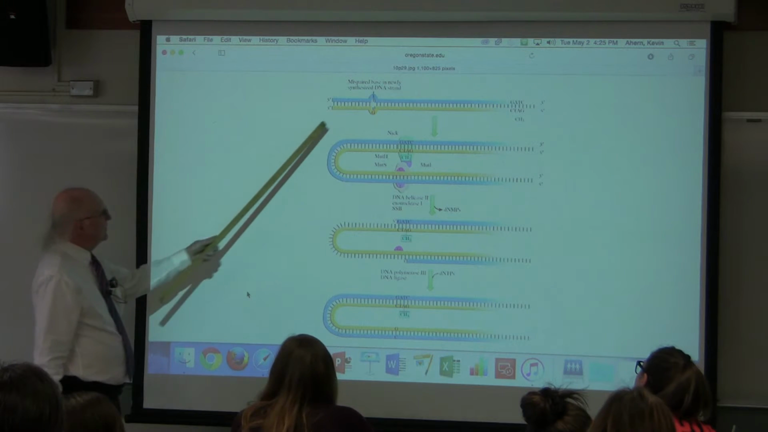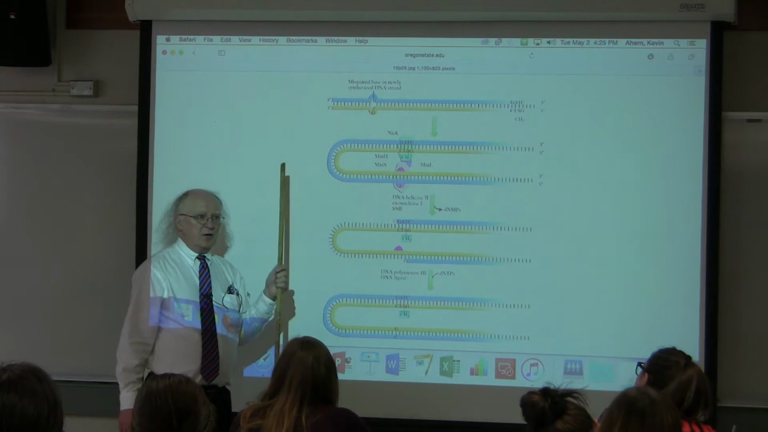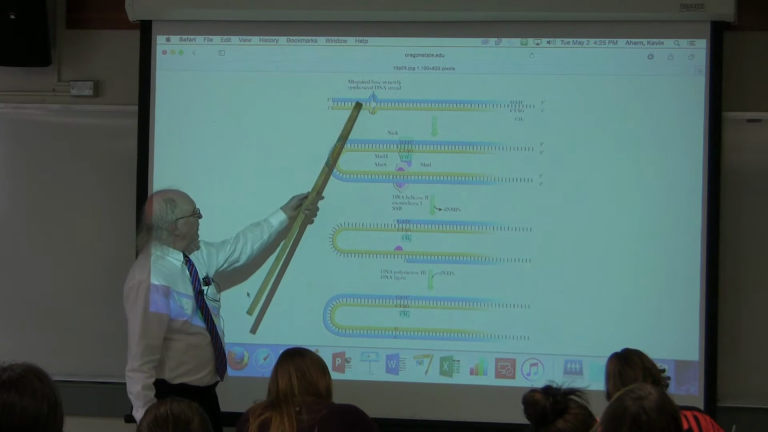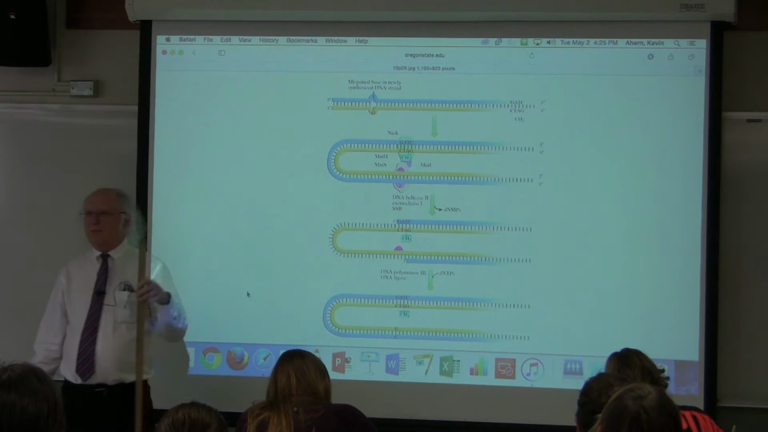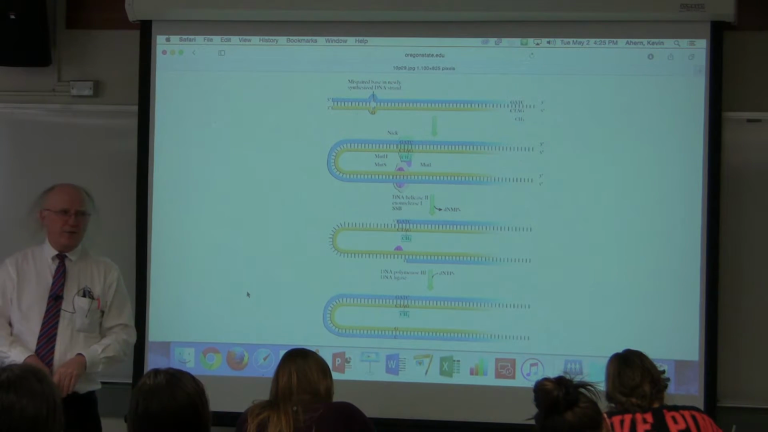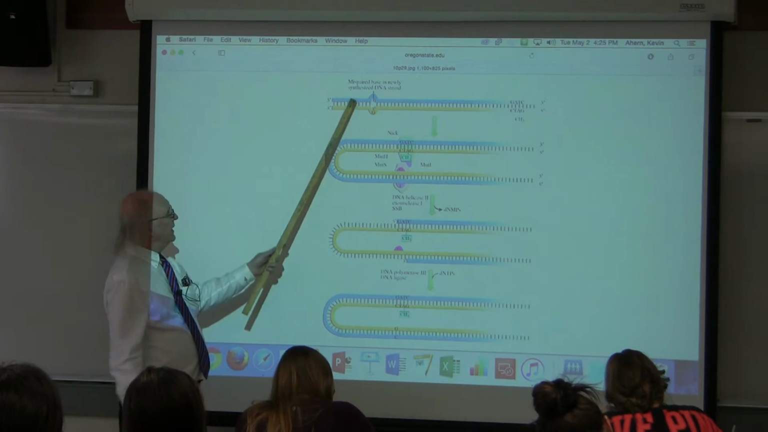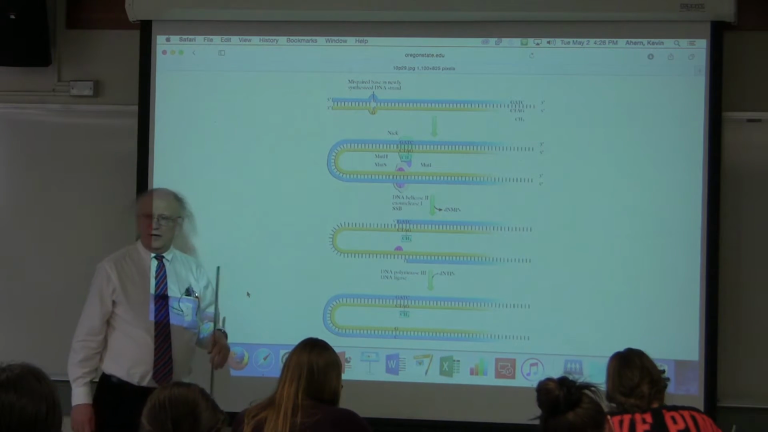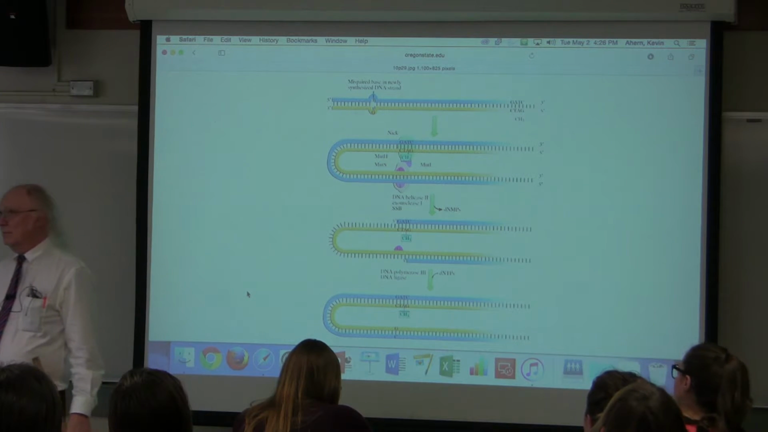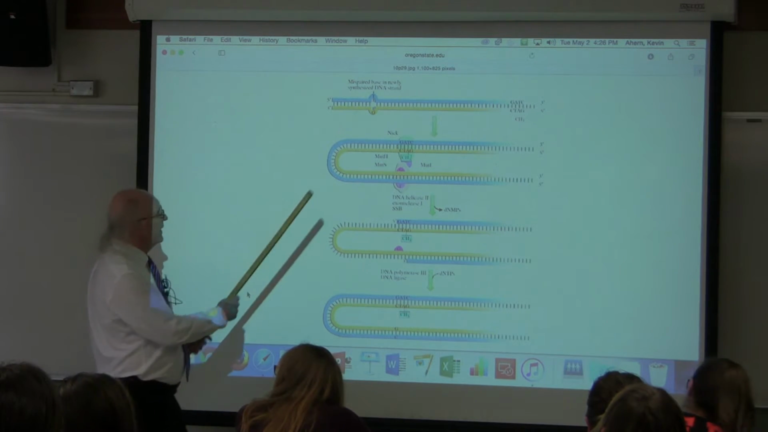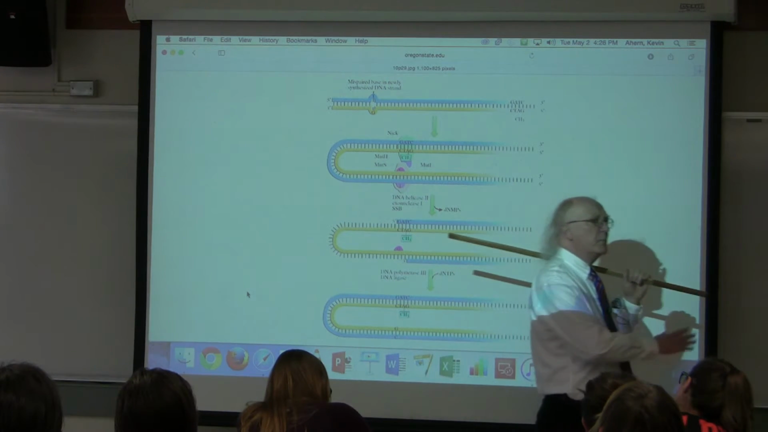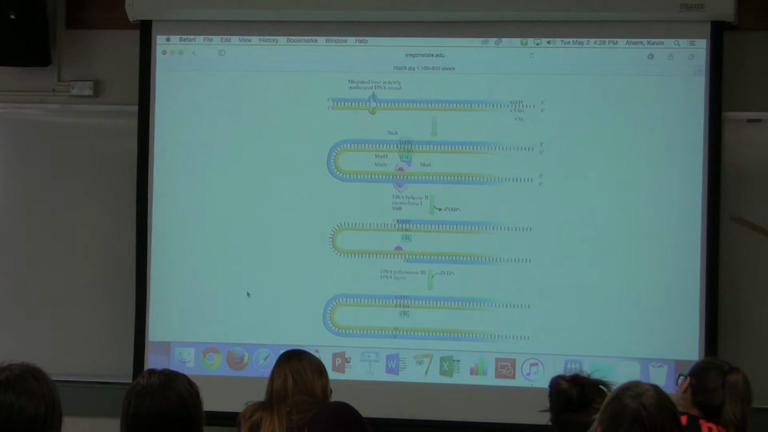Well, if I have the wrong base in, what happens? I get a bulge that appears on both sides. Okay? And that bulge that appears on both sides tells the cellular machinery that, well, something happened here. Either there was some chemical change that converted, for example, a T into a C. That's possible. Okay? Or it's possible that the proofreading of the DNA polymerase missed something. And that happens occasionally as well.